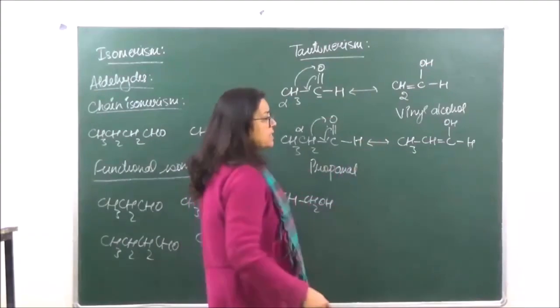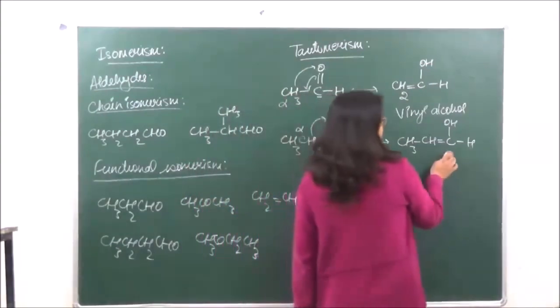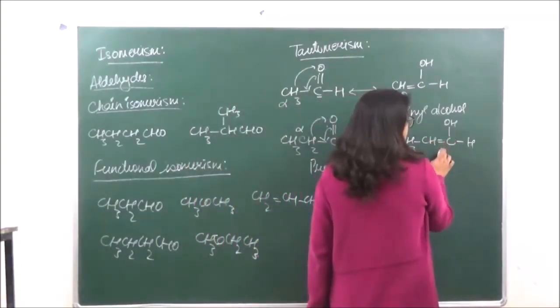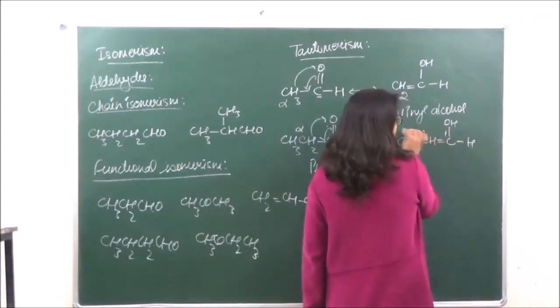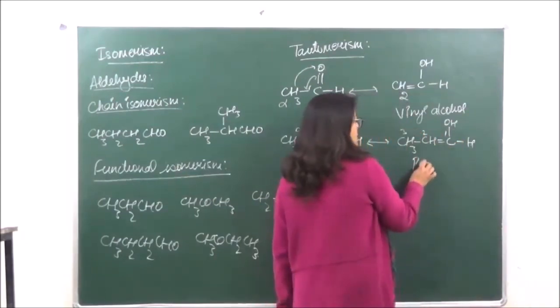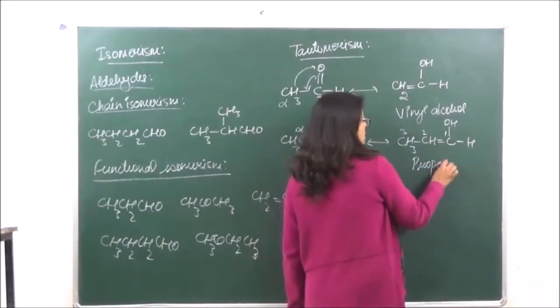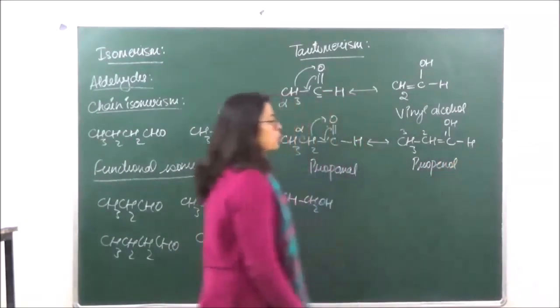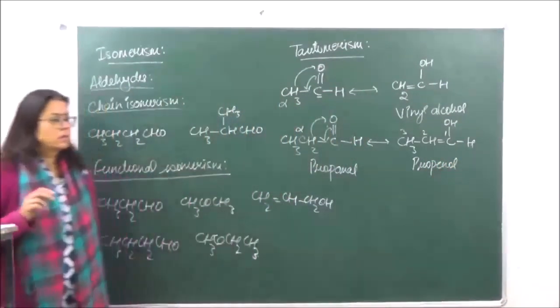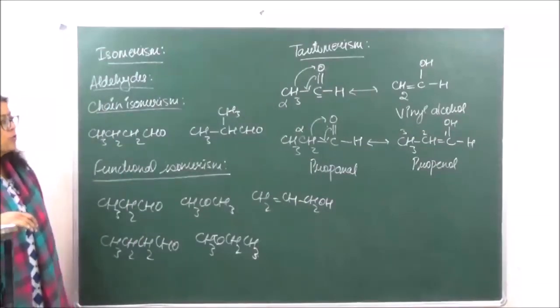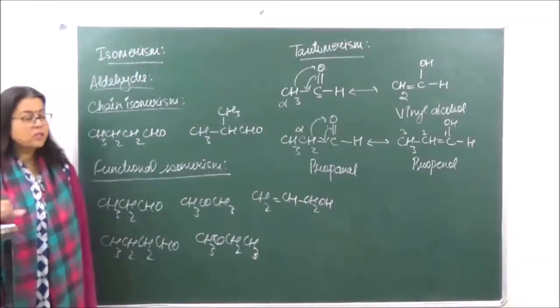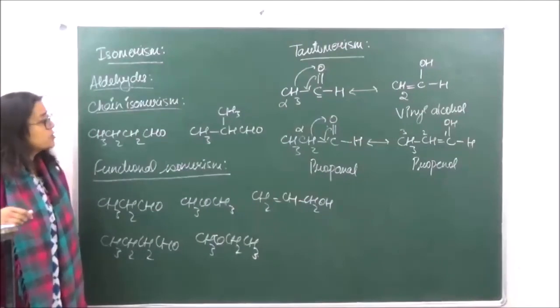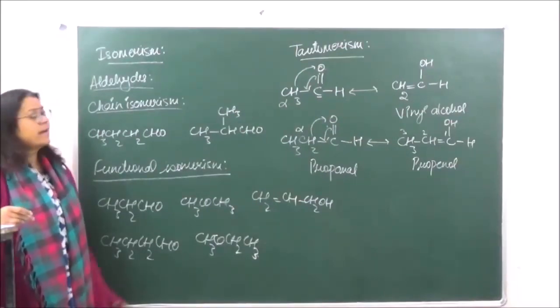And what will be its IUPAC name? This is an ene and ol together. So we're going to number it from here: 1, 2 and 3. This is propanol. Right? So both of these are going to be tautomers of each other. So these are the isomerism which is exhibited by aldehydes.